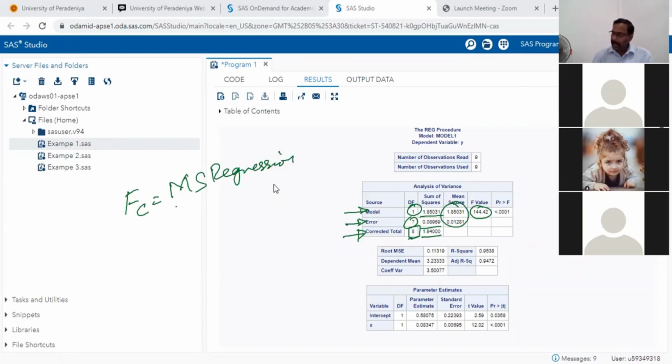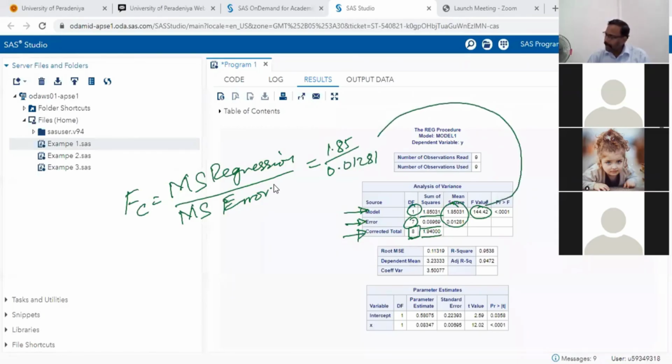I'm not saying anything other than what we have learned in our previous course. Mean square of error. So here you have the values 1.85 something divided by 0.01281. This value is given there, 144, oh, very high, 144 something, our F calculated value.